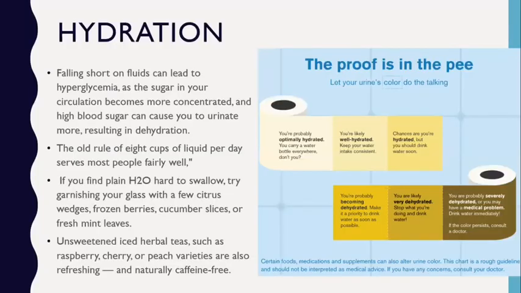And the last is hydration. So once again, lack of fluids is going to cause hyperglycemia. You guys know I talk about water all the time. So 8 cups of liquid per day. The best way to tell, easy, look at the color of your urine. I know it's gross, but if it's that dark yellow color, you need to get more water in your system. So this is the best way to judge it.